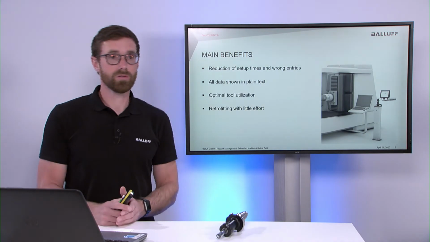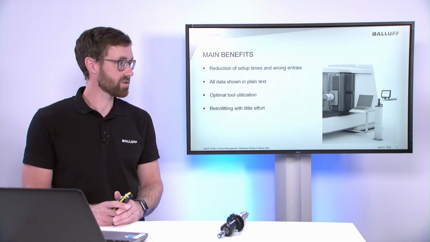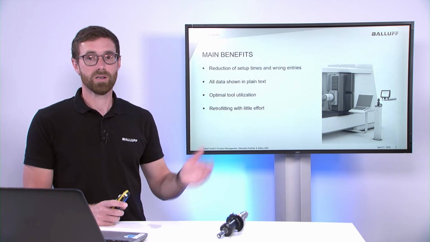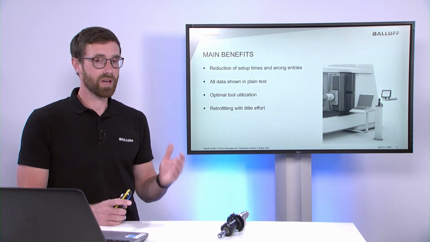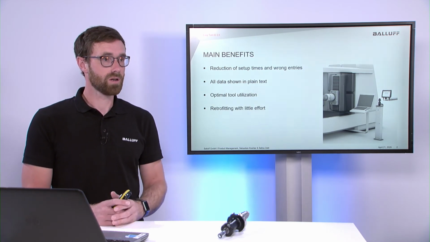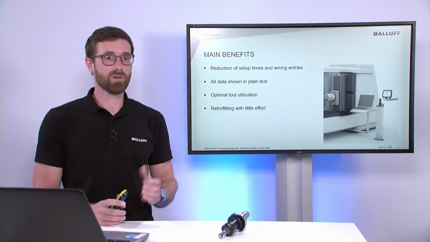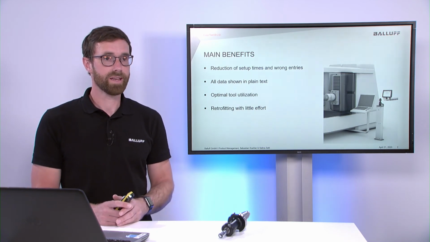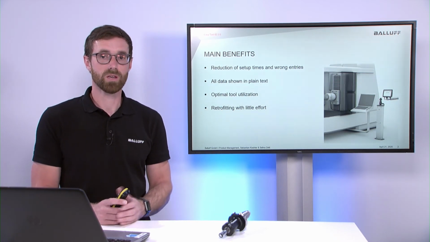Okay, so let's have a look again at the main benefits of our system, why you should choose EasyTool. First of all, it helps you to reduce the setup time and wrong entries tremendously, because of course we transfer all the information automatically from the RFID tag straight into the control of the machine. You're still able to have a look at all the data. Even though you don't use a label anymore, you can still access the data with our panel. We help you by writing back the tool life to optimize your tool utilization. And as you saw in this brief introduction, it's very easy to retrofit your machine tools with the system.